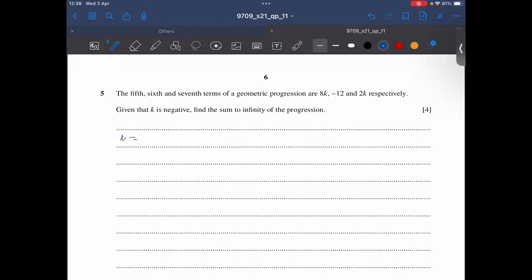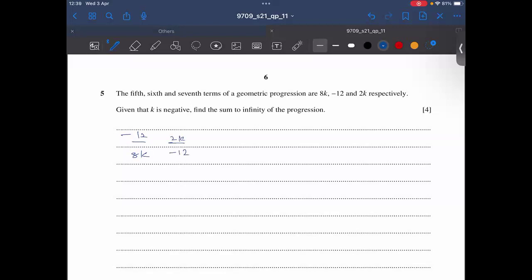Iman, this is fifth, sixth, and seventh. These are not first, second, and third, but fifth, sixth, and seventh. Still, they are consecutive terms. So how am I going to express r? R can be expressed as the ratio of the sixth and fifth term, which is minus 12 over 8k. And R can be expressed as the ratio of the seventh and sixth term, which is 2k over minus 12.